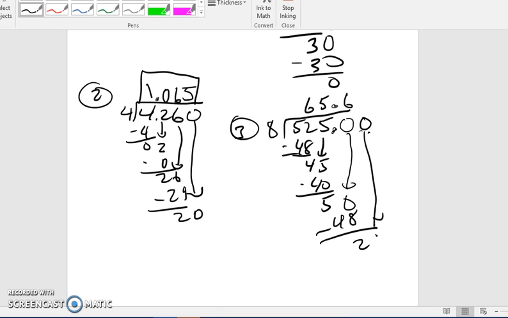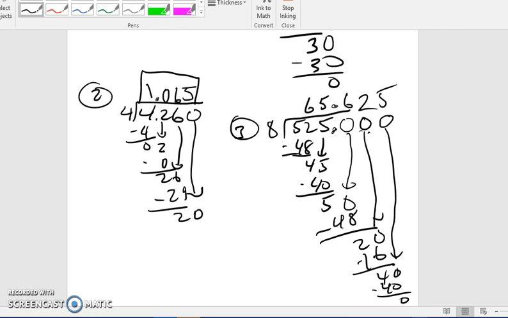Bring it on down. All right. How many groups of 8 can you take out of 20? Yeah, just 2 of them there. 8 times 2 is 16. Subtract, I get a 4. Okay, I keep on going. Add another 0, and oh, a smile comes across your face because I can take exactly 5 groups out. 5 times 8 is 40. There we go. Nothing that's left over.